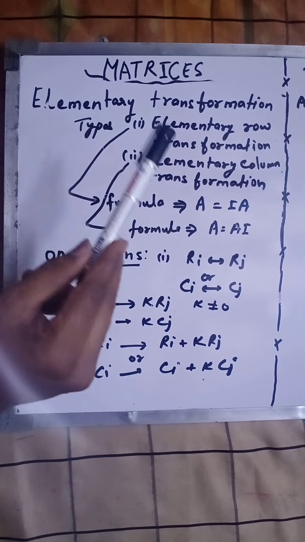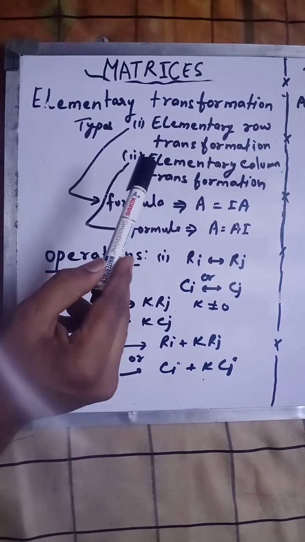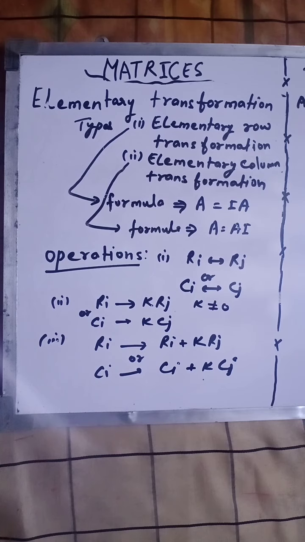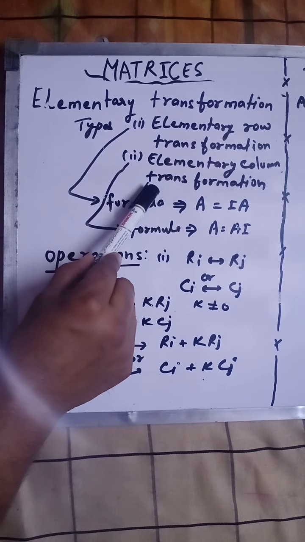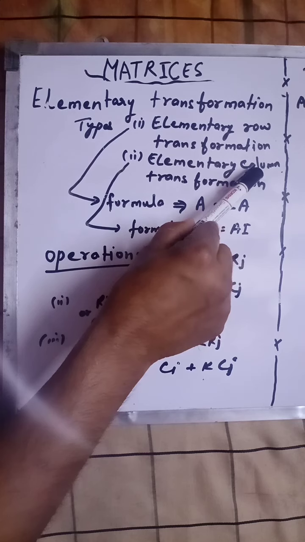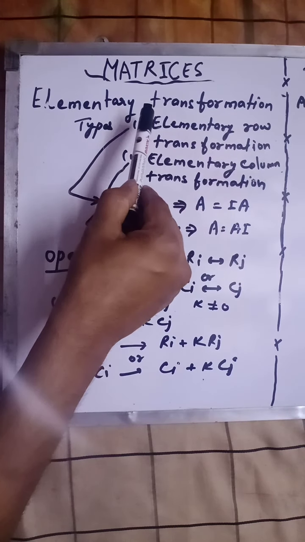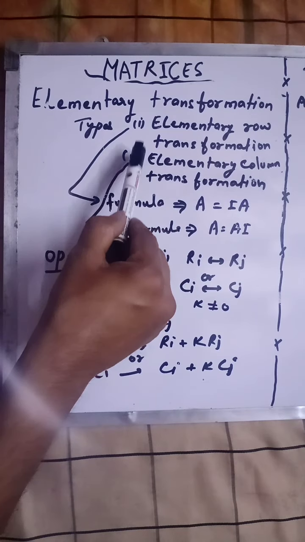There are two types of elementary transformation. That is elementary row transformation. Elementary row transformation is a transformation in which you can apply operations only in rows. I will tell you what kind of operation you can apply. Just remember that you have to apply operations only in rows in case of elementary row transformation. And in elementary column transformation, you can apply operations only in columns. If you are going with any one of the methods, you cannot apply the other method in between.